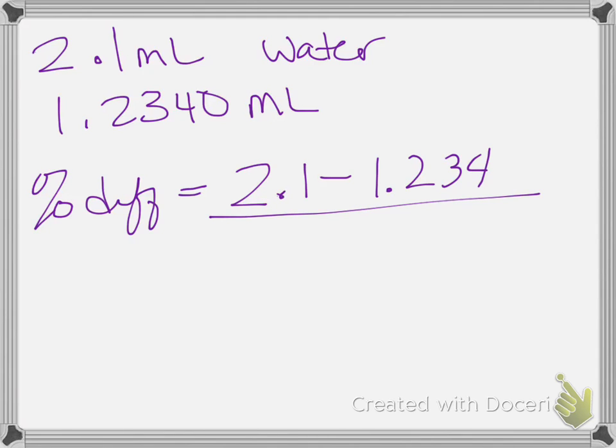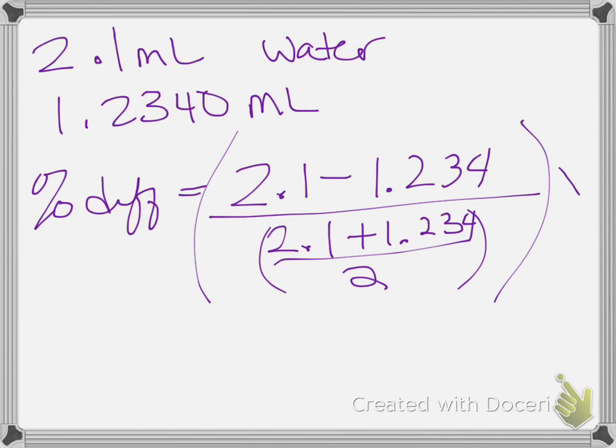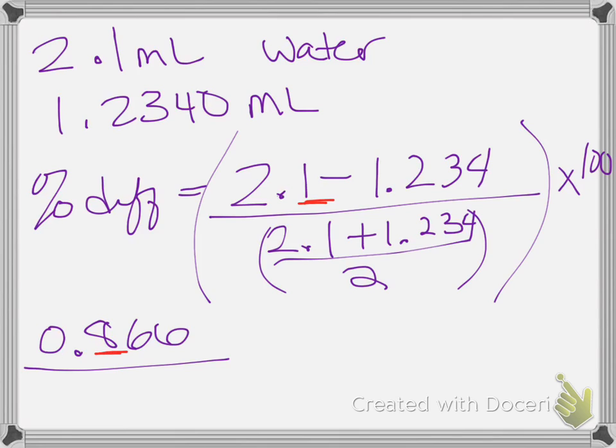And then divided by the average reading. So in this case, it would be 2.1 plus 1.234 divided by 2. And then all of this gets multiplied by 100 because it's supposed to be a percentage. And so on the top here I get 0.866 from my calculator, but the sig figs for that is different because we're subtracting, so it's place value. So my lowest place value is tenths there, so that means this is my last significant digit there.